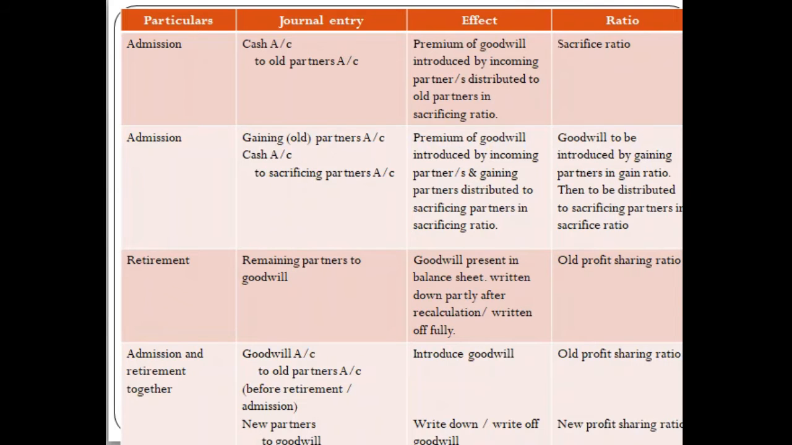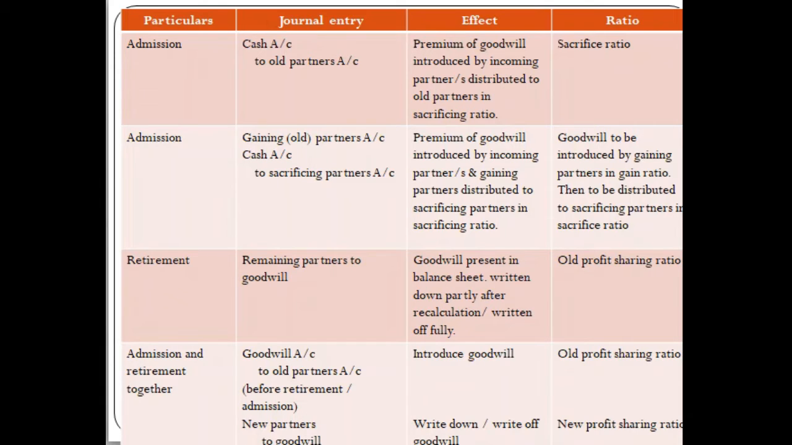Any overvaluation of goodwill in the balance sheet has to be written down to the remaining partners in the old profit sharing ratio. The entry would be remaining partners account to goodwill account. In certain cases, if the question mentions it, you're supposed to write off the entire goodwill amount. Undervaluation of goodwill in the balance sheet is a very rare scenario which would not generally arise. So it would either be overvaluation and write down, or write off the goodwill completely.